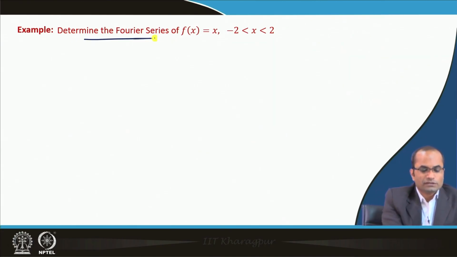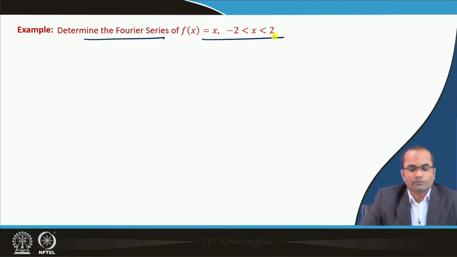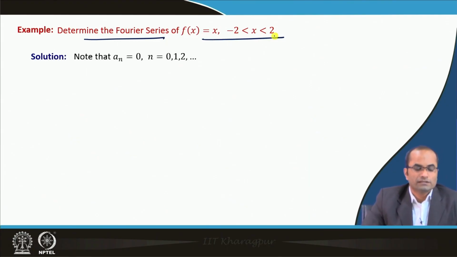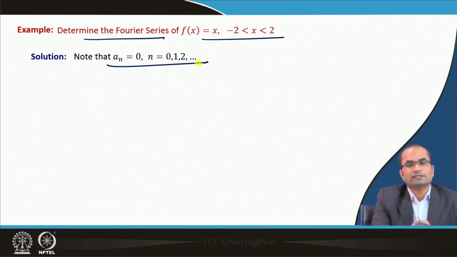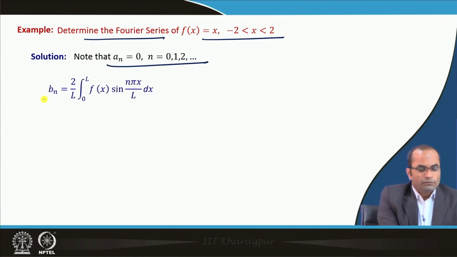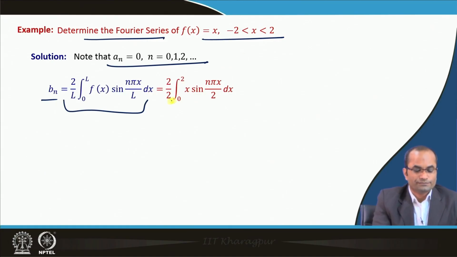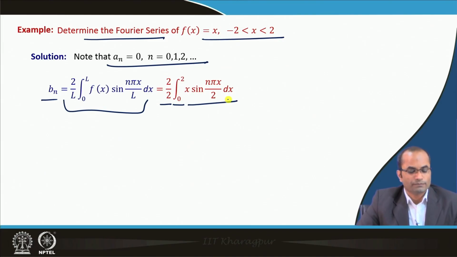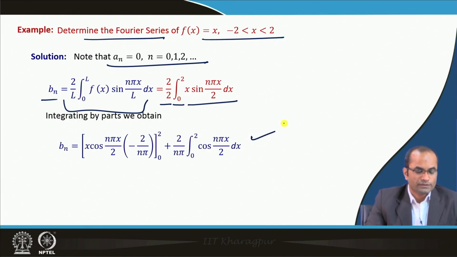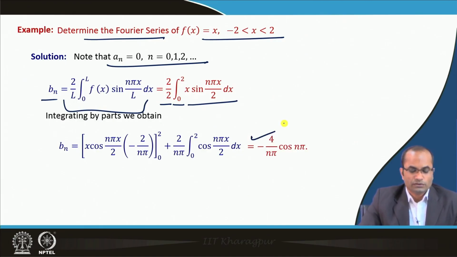So, here the aim is to determine the Fourier series for this function, and as we have seen this is an odd function. So, all a n's will become 0. For b n we use this formula: 2 over L, integral 0 to L, f x sin n pi x over L, and L is 2 here. So we have 2 by 2, integral 0 to 2, x sin n pi x over L. Integrating this by parts, we can simplify this b n to 4 over n pi times cos n pi, which is -1 power n.